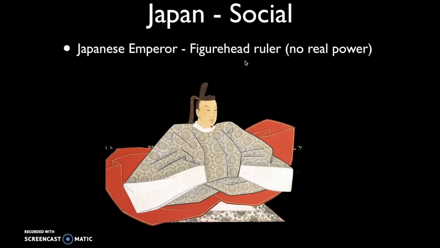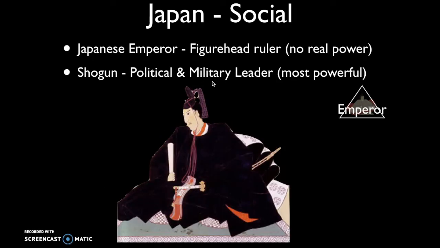Now, in terms of their social characteristics, Japan again has this emperor, much like China. However, a big difference is in Japan, that emperor during this feudal period was just a figurehead ruler. The emperor had no actual real power. The real power was vested in the hands of the real military leader, who was known as the shogun. So the shogun was both the political and military leader in Japan and was the most powerful single person.